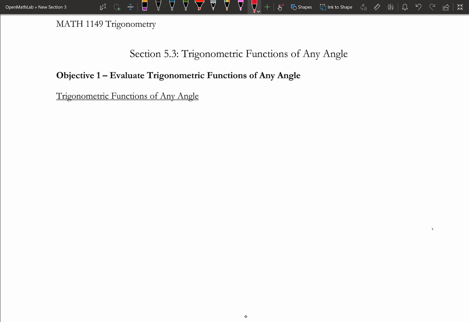So let me write up some information here. So let's have triangle POQ be a right triangle with acute angle theta. So essentially we have some right triangle here.